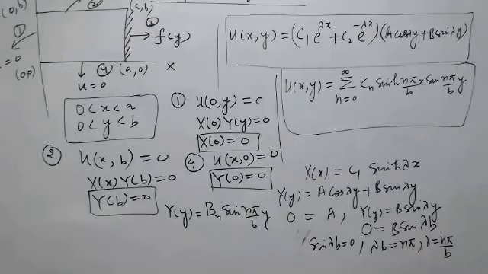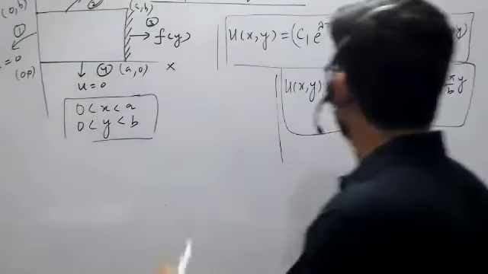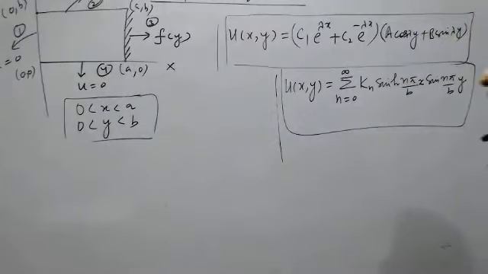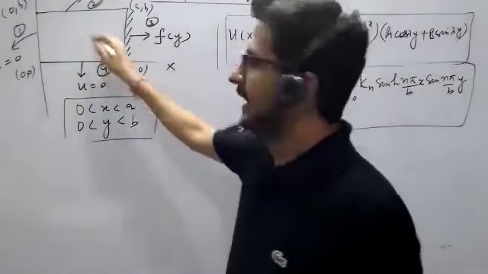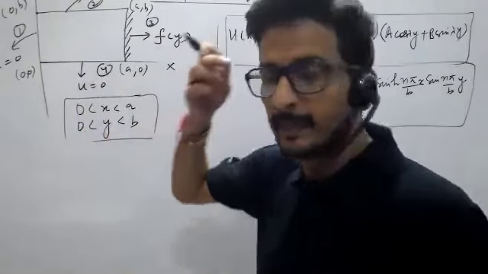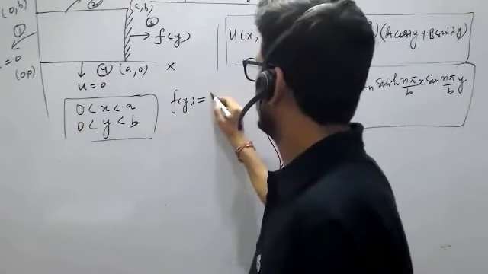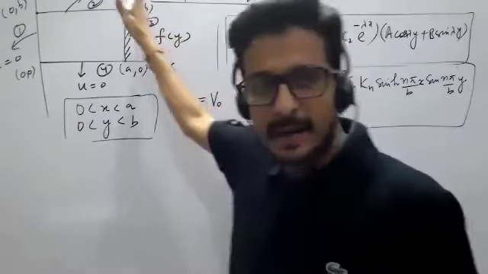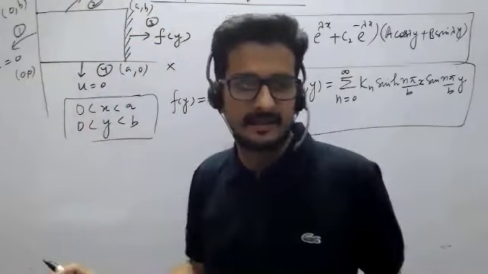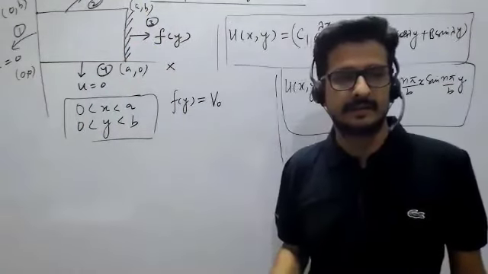See this. This is my potential. So now let me take a very simple case, and we can take some values of A and B to see. Let me take that this f(y) was a very simple potential V naught. Suppose the plate was connected to a 5 volt potential. Correct?